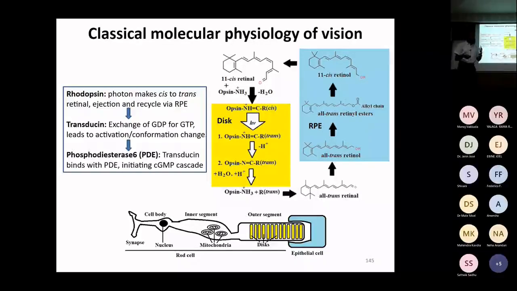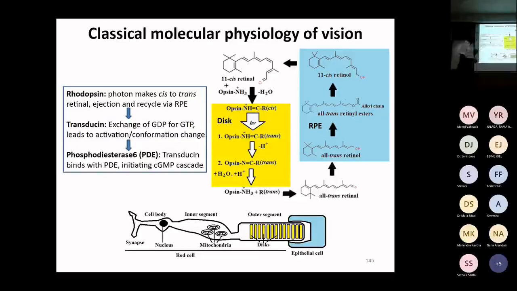For some reason, once the light forms, transducin senses that something has happened to rhodopsin, and then it exchanges GDP for GTP. That's the classical pathway. GTP exchange leads to activation and a conformation change of transducin, and then transducin binds to phosphodiesterase, a particular type of phosphodiesterase, thereby initiating a cyclic GMP cascade.